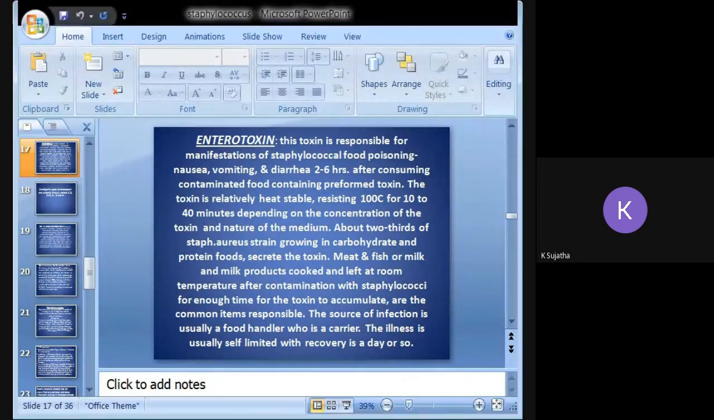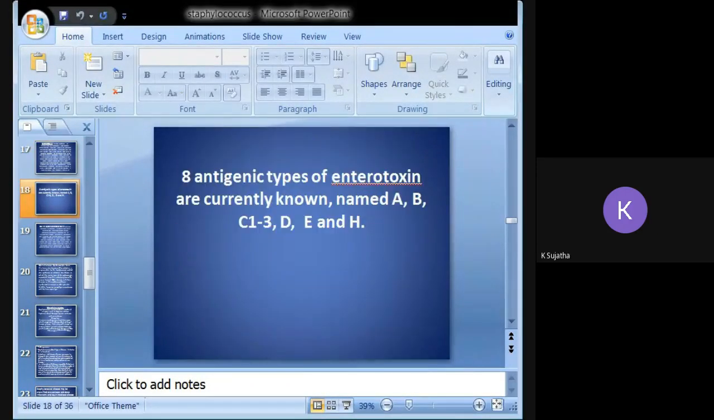Through these contaminated food materials, this bacteria enters the human body and releases the enterotoxin. After releasing this enterotoxin, it causes food poisoning, mainly vomiting, nausea and diarrhea.